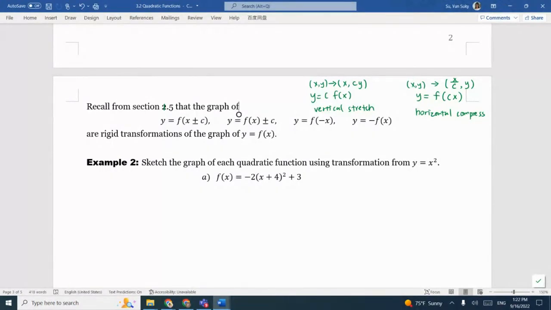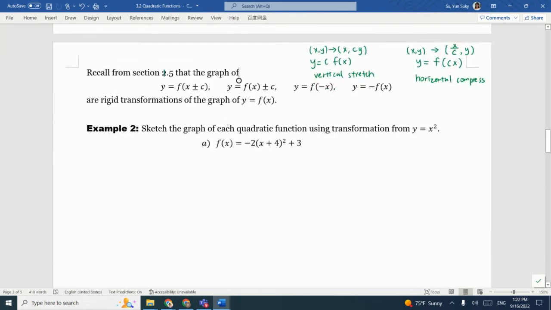Okay. Now example 2. Sketch the graph of each quadratic function using the transformations from the parent function y equals x squared. Okay, let's see. y equals x squared. So we start with the parent function.